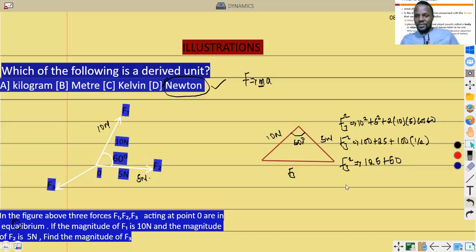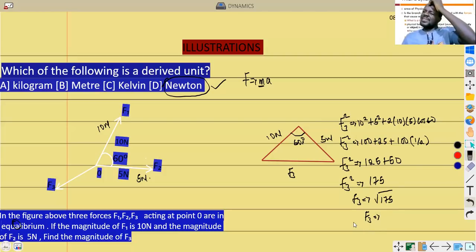F3 squared will now be 125 plus 50, which is 175. So F3 will be the square root of 175, which you can finish with your calculator. I don't know the answer, but I think it should be more than 13. Maybe 13.8 approximately, or 13.2 Newton.